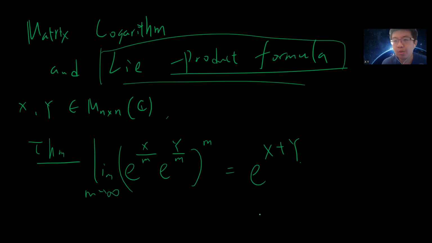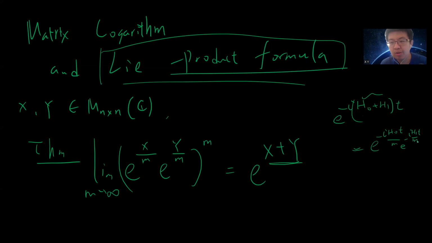Basically, if you know quantum mechanics, people use an idea called Trotterization. For example, if you want to implement two Hamiltonians but you don't know how to implement the sum of them, you can just implement a very small step, iterate it to the power m, and then m goes to infinity. The idea behind it is just this Lie product formula.